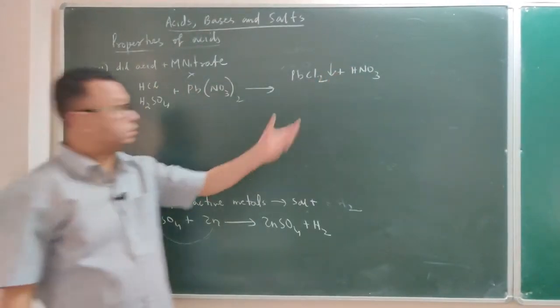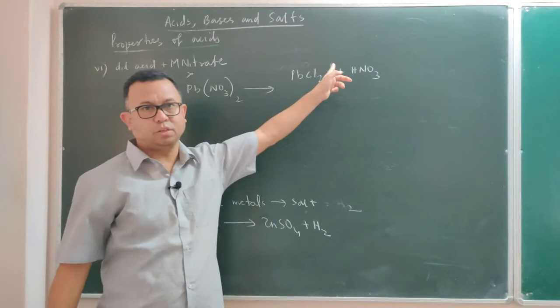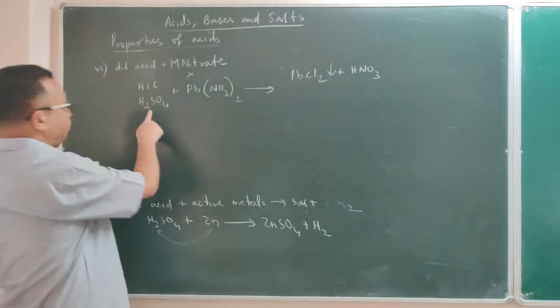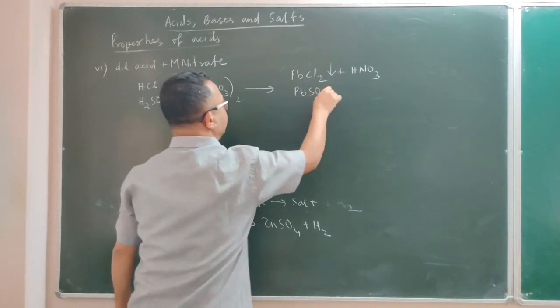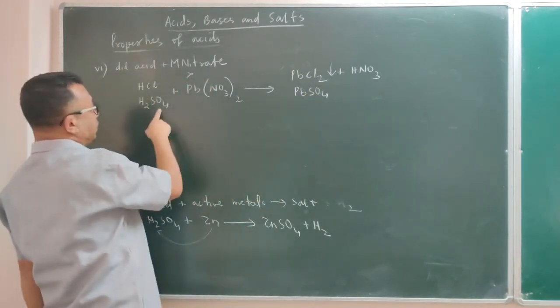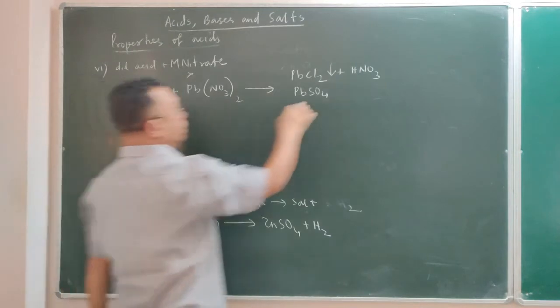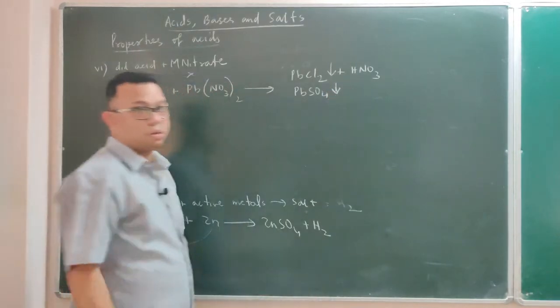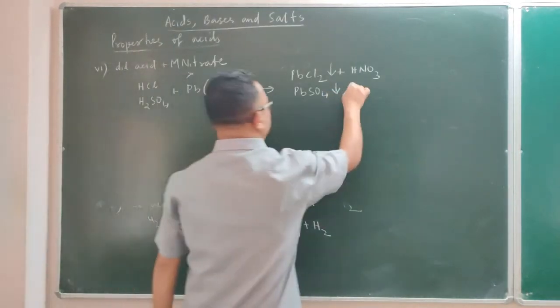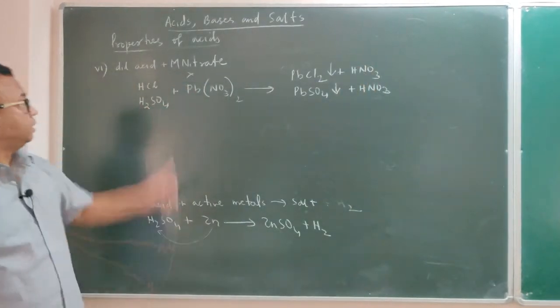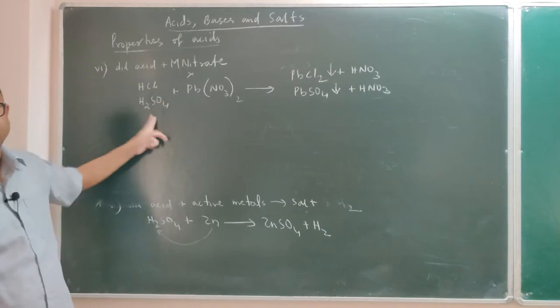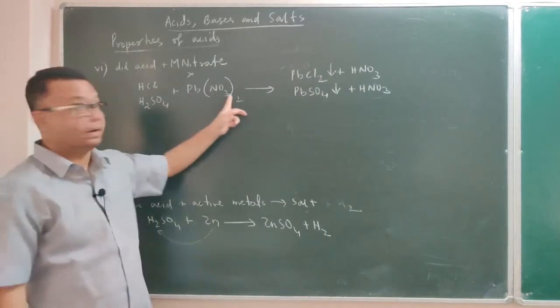So the arrow down means precipitate. So an insoluble salt is produced. Same way, if it was sulfuric acid reacting with this, then it would give you lead sulfate, PbSO4. Again Pb joins with sulfate and hydrogen joins with nitrate. Lead sulfate is also an insoluble salt. A precipitate is formed, plus here also it is nitric acid. So only these two, sulfuric acid and hydrochloric acid, react with lead nitrate.